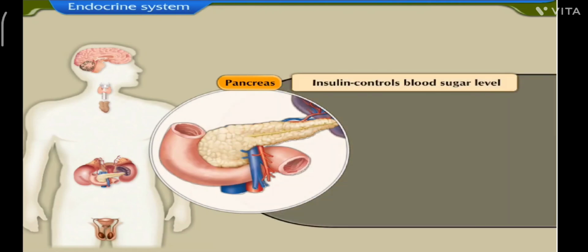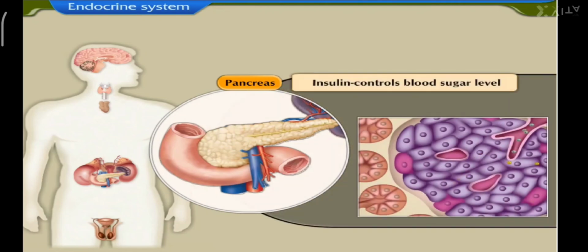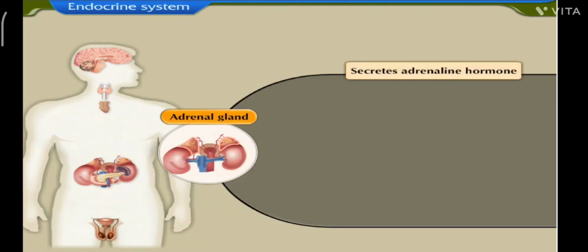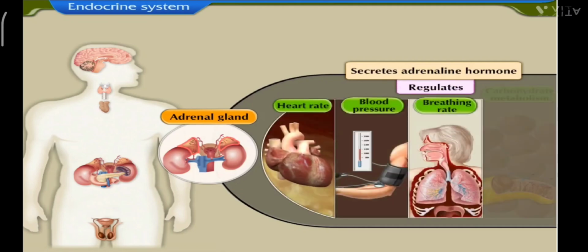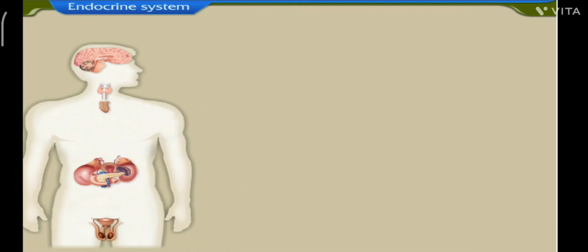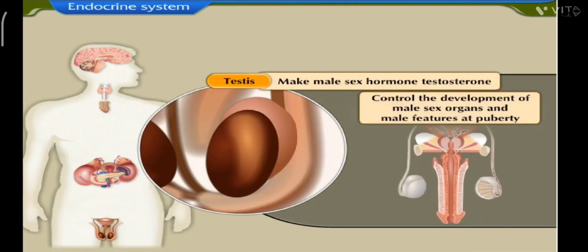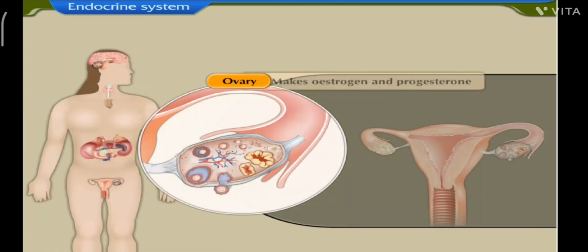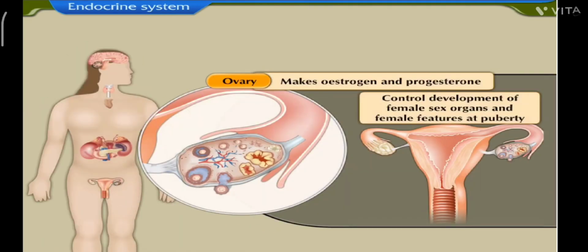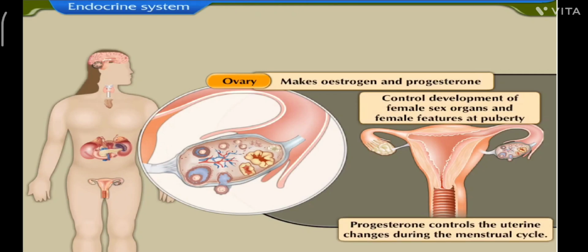Pancreas secretes insulin which controls blood sugar level. Adrenal glands secrete adrenaline hormone which regulates heart rate, blood pressure, breathing rate and carbohydrate metabolism. Testes make male sex hormone testosterone which controls the development of male sex organs and male features at puberty. Ovaries make estrogen and progesterone which control development of female sex organs and female features at puberty. Progesterone controls the uterine changes during the menstrual cycle.